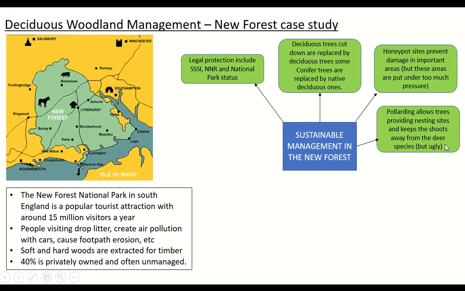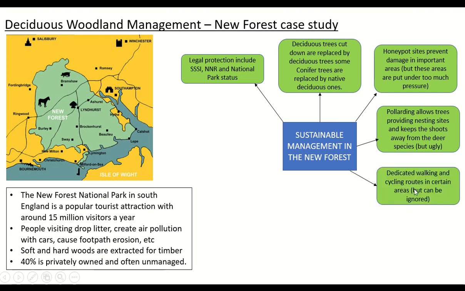Deer kill our trees. There's no natural predator in the UK for deer, so they pollard to try and stop the deer nibbling at the new shoots because they're far too high for the deer to reach. But unfortunately, pollarding is a bit weird looking. It makes the tree look a bit ugly.